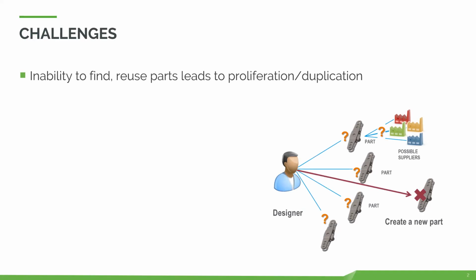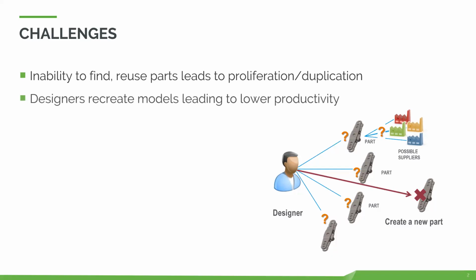And our first challenge, like I was mentioning, is that designers often have issues around finding or reusing the correct parts. And what happens is that leads to duplication throughout their systems. So for example, whenever there's an inability to find that correct information, you tend to go and recreate that part that already exists. And that, of course, leads to duplication, having multiple of the same parts, and problems such as that can really add up.